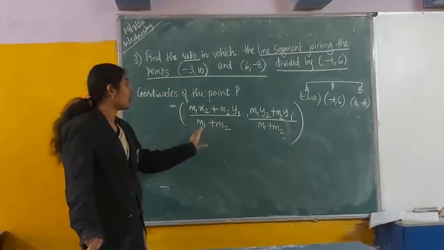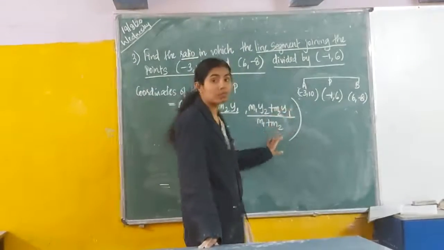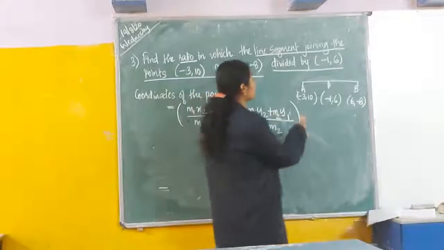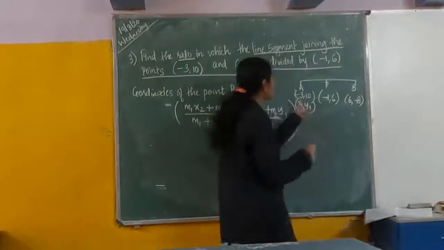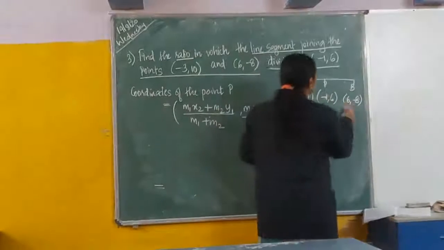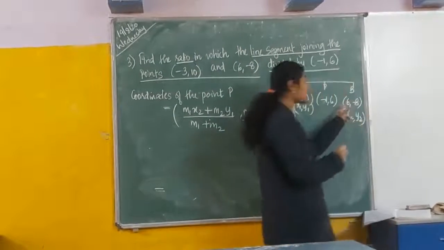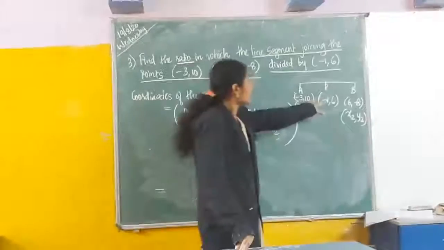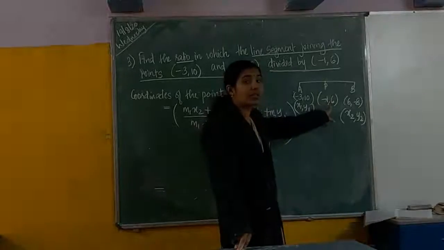M1 x2 plus M2 x1 by M1 plus M2, M1 y2 plus M2 y1 by M1 plus M2. Here you can see x1 y1, that is minus 3 and 10, and here x2 y2, that is 6 and minus 8. The coordinates of the point P, that they have already given. What is that? Minus 1, 6.